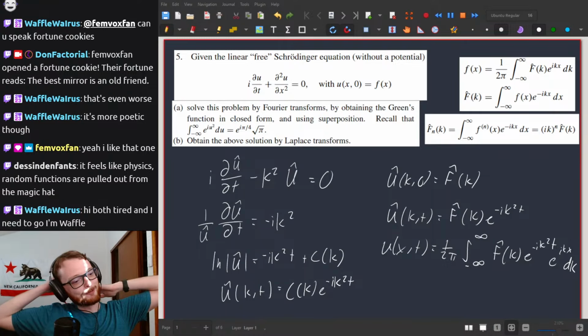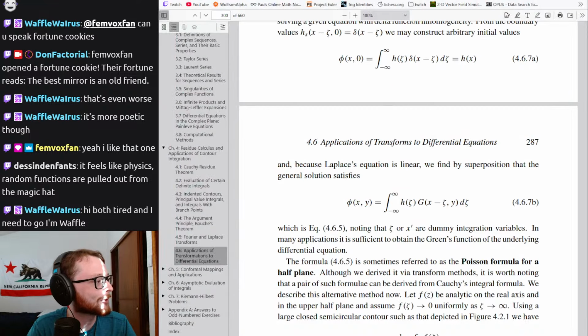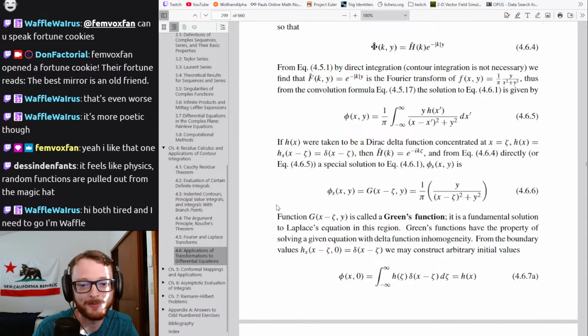Feels like physics random functions are pulled out from the magic hat. Yeah, the way this book is doing it feels very random.